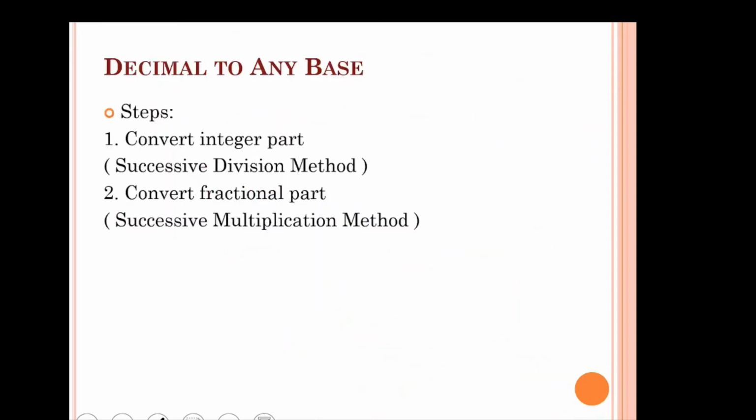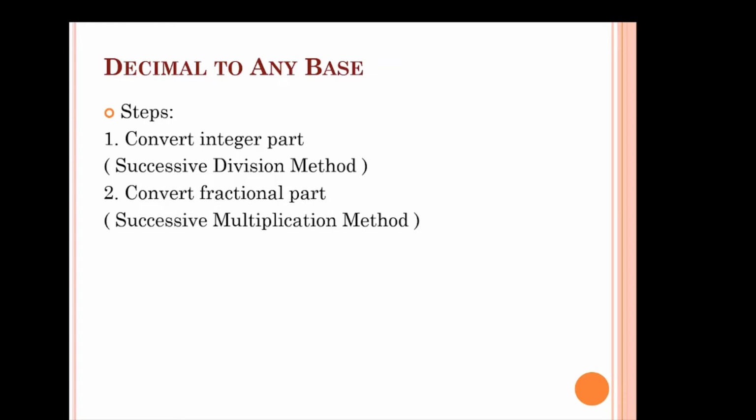Now the second part is how to convert decimal numbers into other number systems. For this, we use the method of successive division for the integer part, and for the fractional part, we have to use the method of successive multiplication.